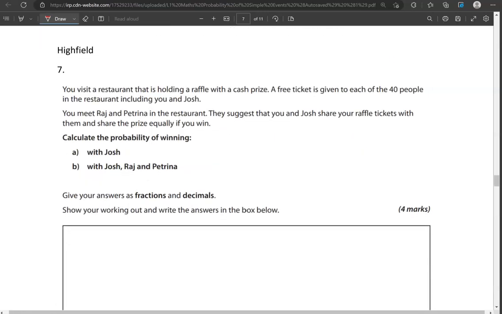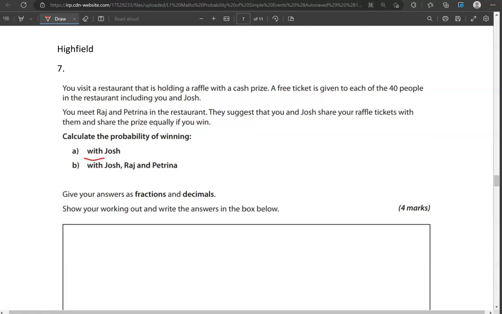You visit a restaurant that is holding a raffle with a cash prize. A free ticket is given to each of the 40 people in the restaurant, including you and Josh. You meet Raj and Katrina in the restaurant. They suggest that you and Josh share your raffle tickets with them and share the prize equally if you win. Calculate the probability of winning with Josh and then the probability of winning with Josh, Raj and Katrina. Give your answers as fractions and decimals. Show your working out and write the answer in the box below.